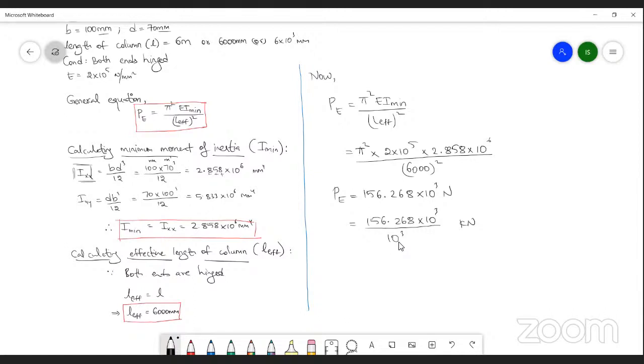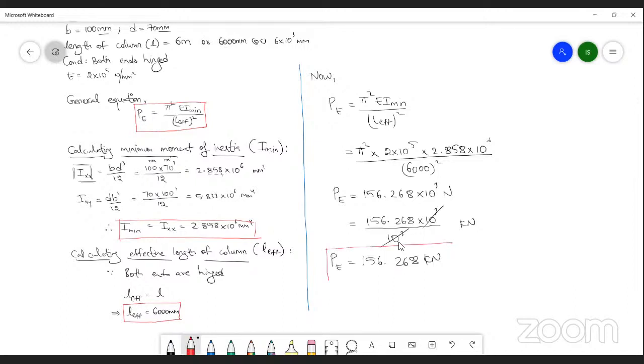If in case you are converting from a bigger unit to a smaller unit, let's say from kilonewtons to newtons, then you will multiply the value of the bigger unit with its conversion number. Like in case of kilonewton to newton, we will multiply it with 10 power 3, just like how we are dividing it with 10 power 3. So now this 10 power 3 and this 10 power 3 get cancelled. So what will be the answer? The answer will be 156.268 kilonewtons. So this is what the question is asking us to find out.